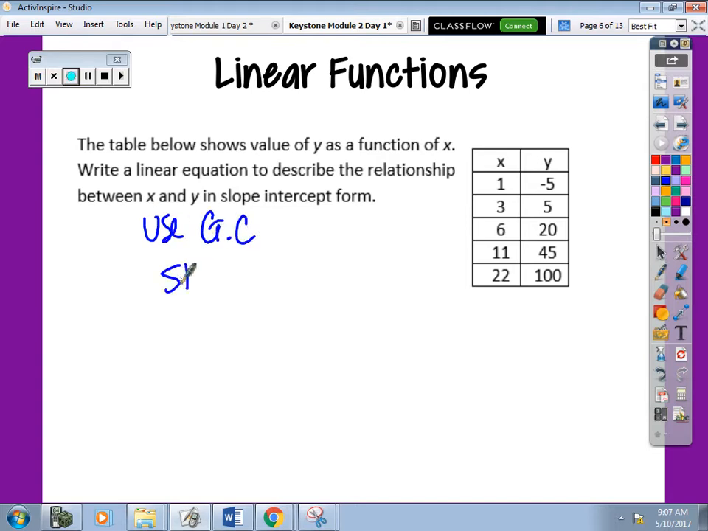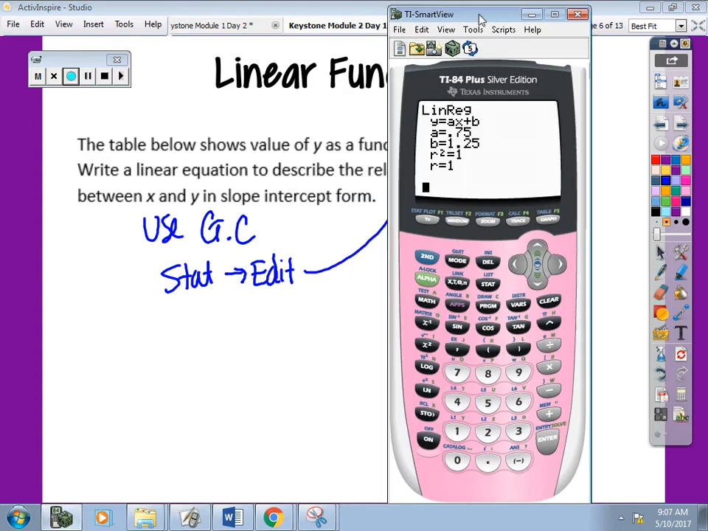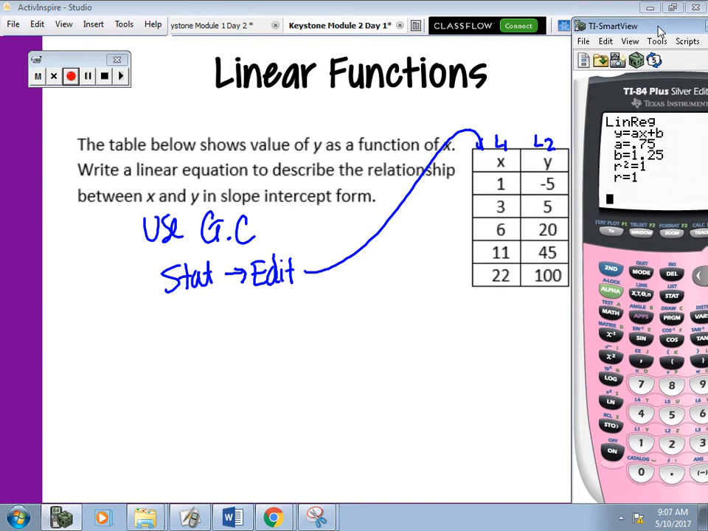Okay, so we'll go to our stat button. We'll go to our edit. And we're going to input, this will be my L1, and this will be my L2. You're going to see a question in the homework that's an open-ended question that also has a table like this.